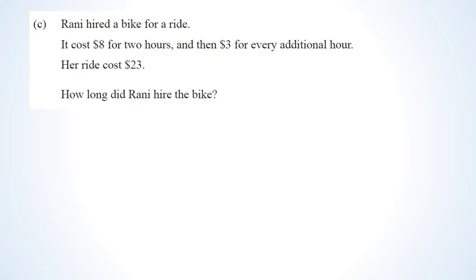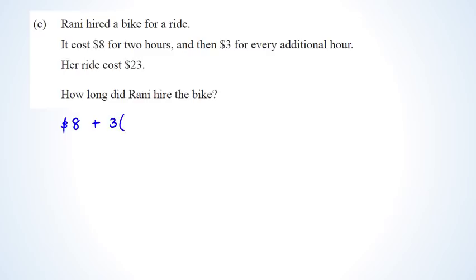So in this question, Rani hired a bike for a ride, which cost $8 for 2 hours and then $3 for every additional hour. Her ride cost $23. How long did Rani hire the bike? So first off, you've got to set up an equation for this. It costs $8 for the 2 hours and then $3 for every additional hour. So we can write this as $8 plus $3 for every hour after 2.